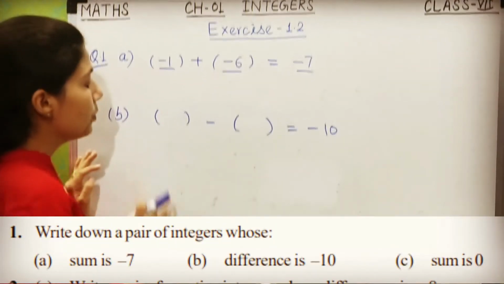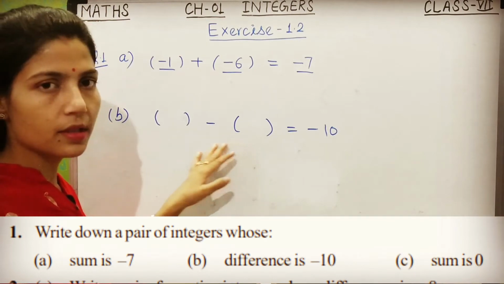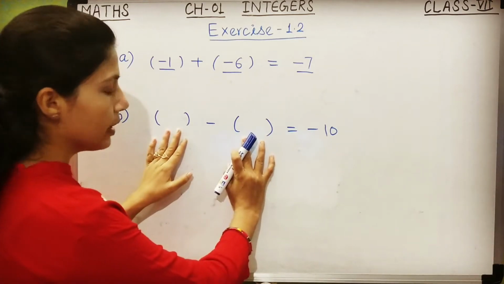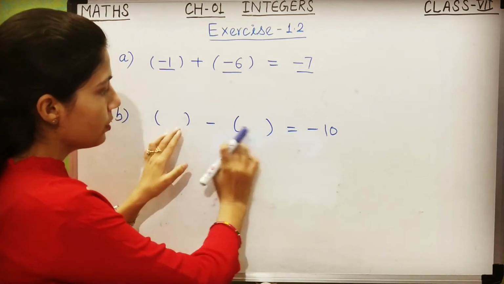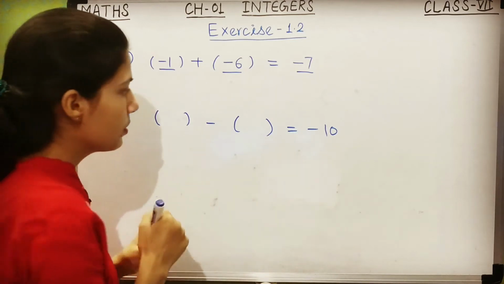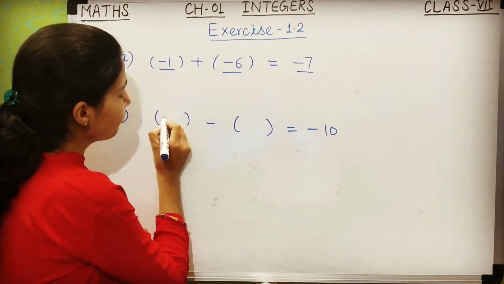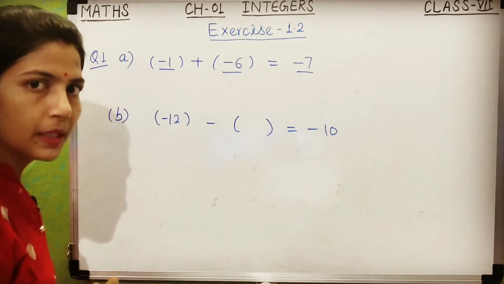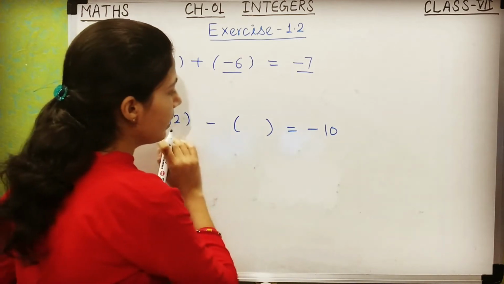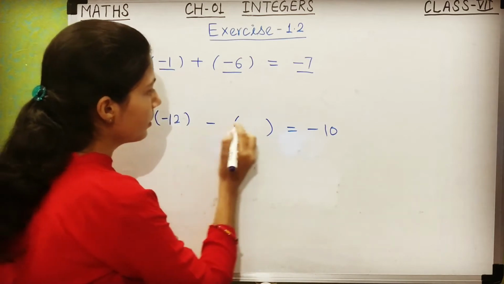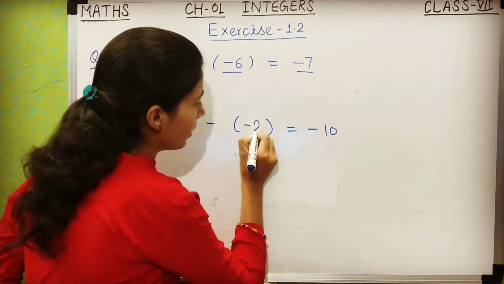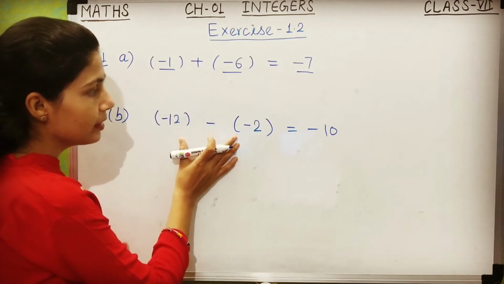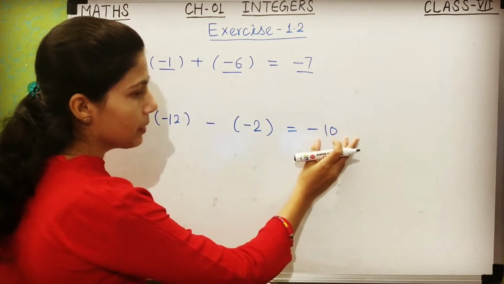Okay, so the B part is: you have to write down two integers such that their difference is minus 10. Okay, so in this bracket you have to write down integers whose difference is minus 10. Okay, so if I take here minus 12, then I will write here, according to minus 12, minus 2. Okay, now see here, we have to check whether our answer is coming minus 10 or not.